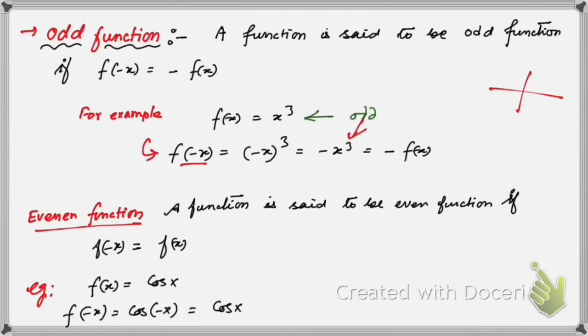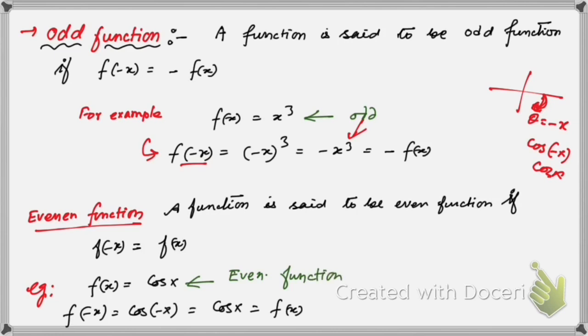Because here you see for a negative angle, suppose theta is equal to minus x, then you will come to the fourth quadrant where cos is positive. So cos of minus x is always plus cos x, right? So this is an even function. Cos x is again f of x, as we have got f of minus x is equal to f of x, that's why it is an even function, right? So now let us take a question.